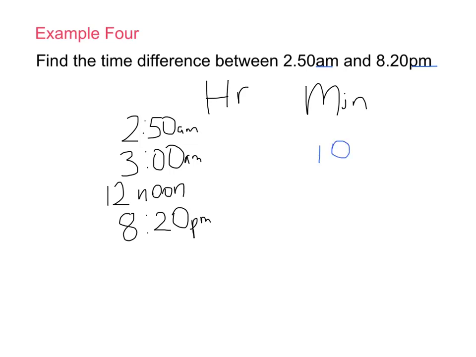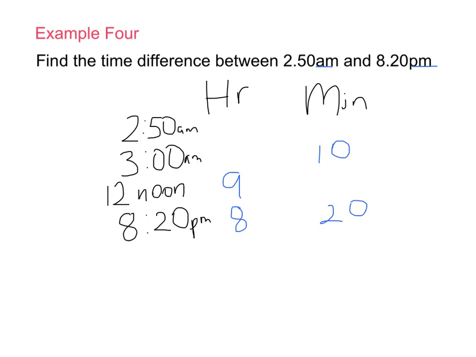Okay, between 3 a.m. and 12 noon, there is 3, 4, 5, 6, 7, 8, 9, 10, 11, 12. So that's 9. Oops, sorry, I was writing it in the wrong column. Make sure you write it in the right column, guys. 9 hours between 3 a.m. and midday. Then between midday and 8:20, there is 8 hours and 20 minutes.